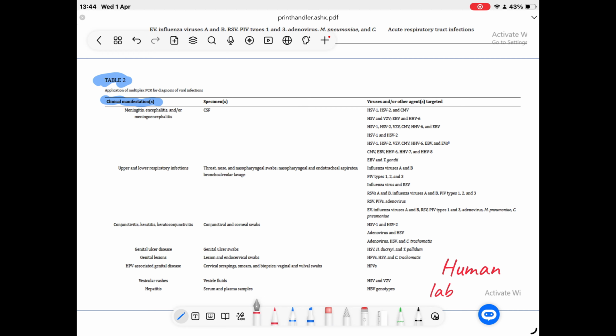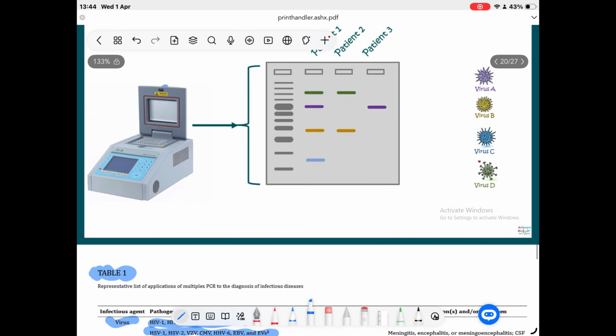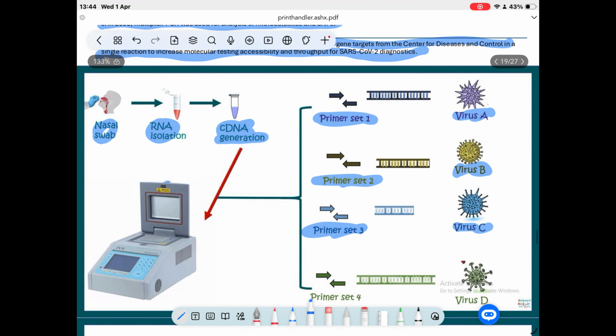The presentation visualizes this clinical workflow perfectly. It provides a flowchart starting with a graphic of a nasal swab, which moves to a tube for RNA isolation and then down to cDNA generation. Let's pause on that step, because the document explicitly notes RT-PCR here. Standard Taq polymerase cannot read RNA.